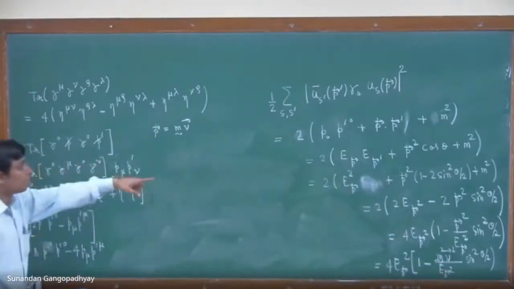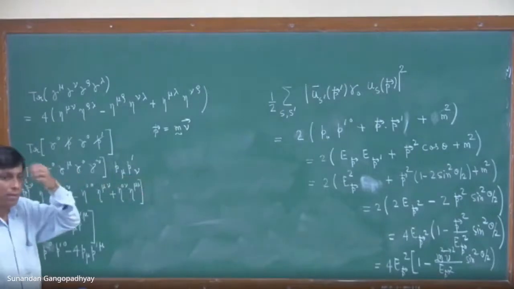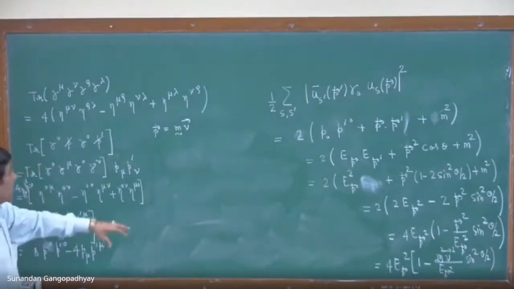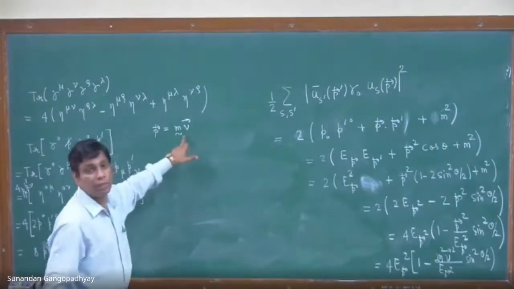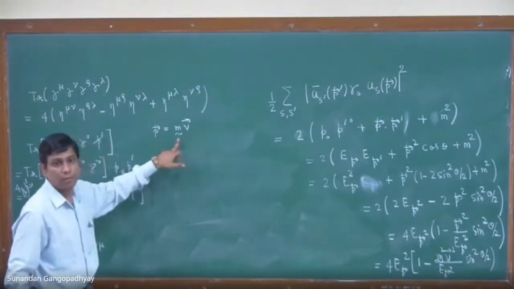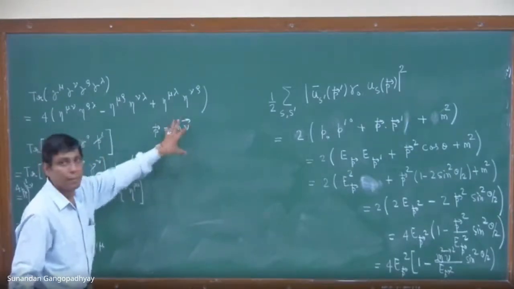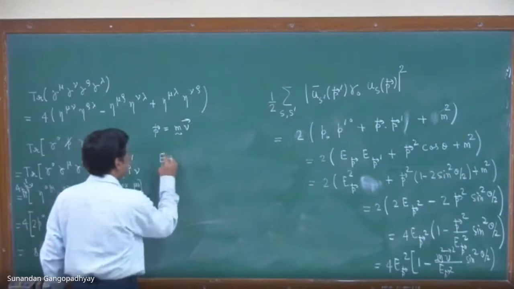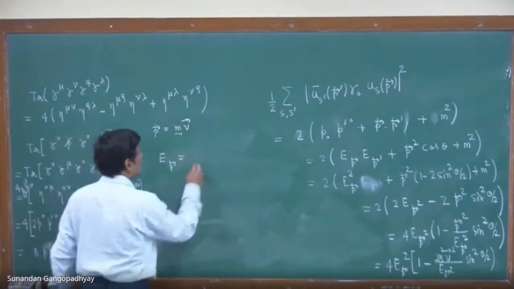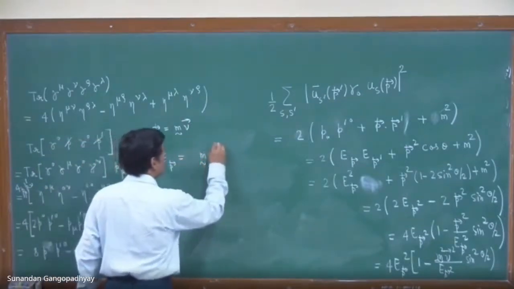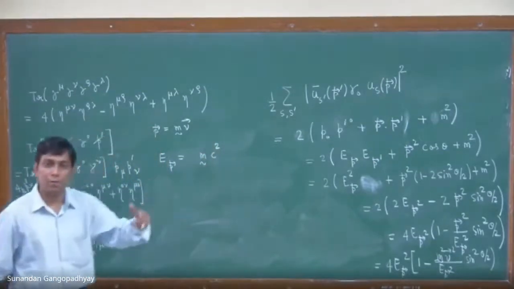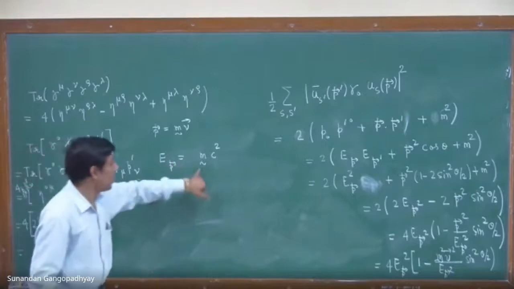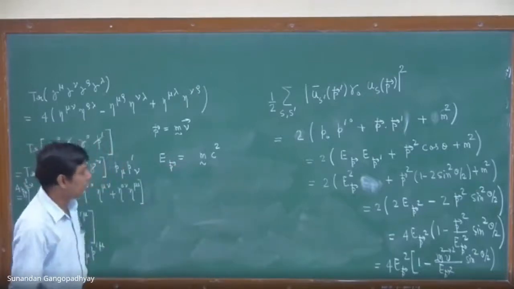Since we have the notation M for rest mass, that is the rest mass of the electron. But the p vector is basically M tilde times beta, so here there is a gamma. This is not the rest mass; this is the relativistic mass. And the energy E_p is basically M tilde c square. E is equal to mc square, but since I have put m for rest mass, I am using m tilde c square.